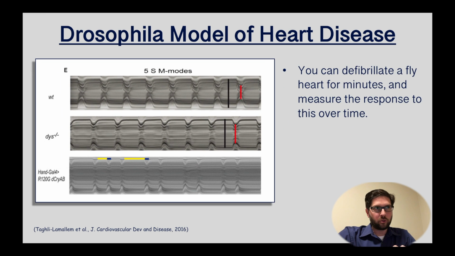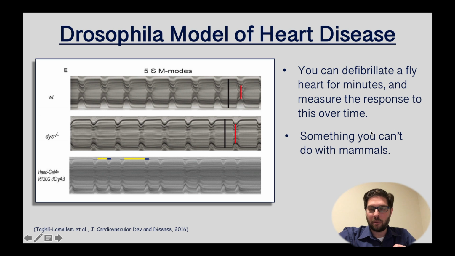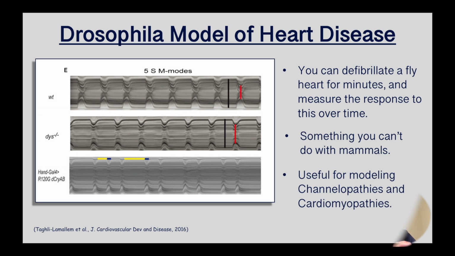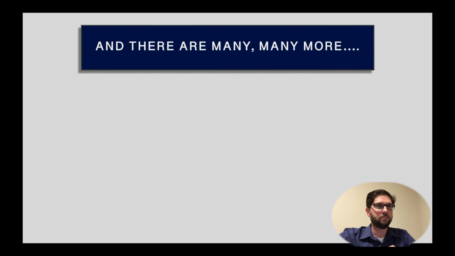Drosophila can be used to study heart disease. And a unique aspect of using flies to study heart disease is that you can defibrillate a fly heart for minutes, and you can measure the response of this defibrillation in a living animal over time. Here is an example of a heart, and this is the same example of a heart that is in defibrillation. If you defibrillate a mammal for a couple of minutes, that mammal will die. This is also useful for modeling channelopathies and cardiomyopathies in Drosophila.